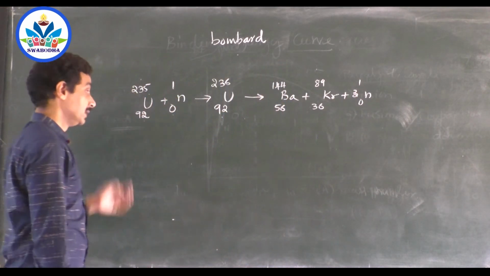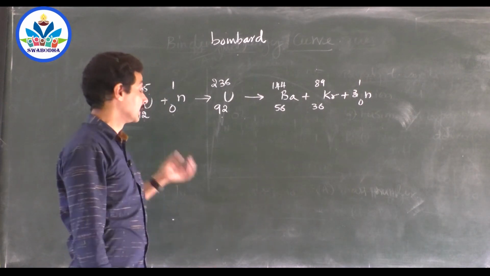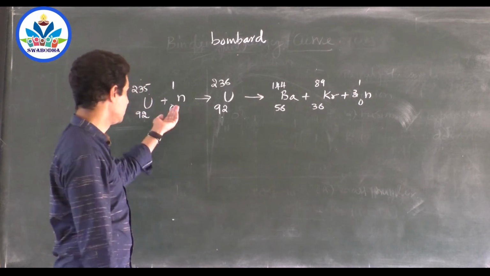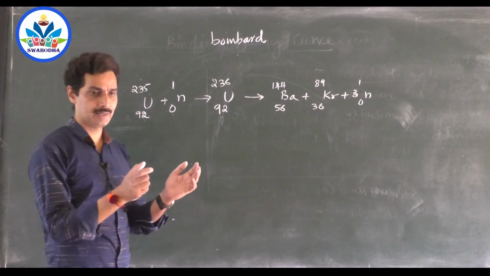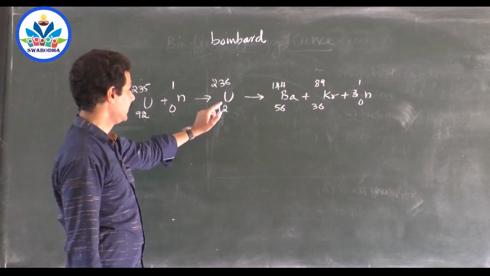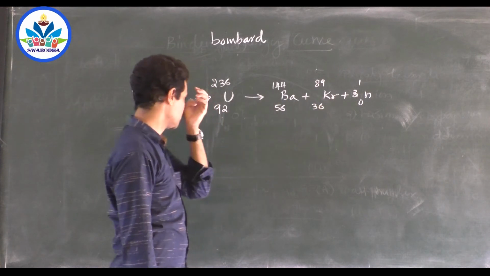Better you remember this example because it may be asked in the exam: give an example for fission. Take uranium-235, bombard it with a neutron. When the neutron goes into the nucleus of uranium, you get a new element, uranium-236, and it gives barium plus krypton plus 3 neutrons. Okay?